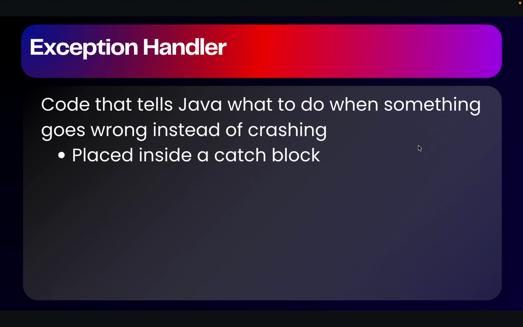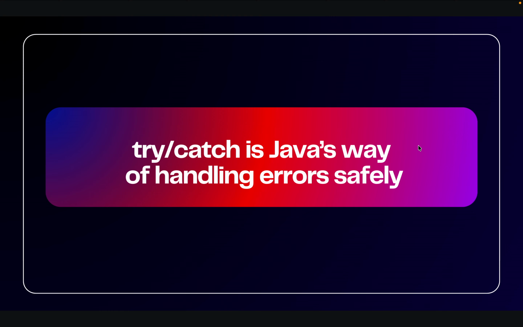Now, exceptions have something called a handler, so an exception handler. And basically, this is going to be some code that's going to tell Java what to do when something goes wrong so that your code just doesn't immediately crash and stop running. So this exception handler is going to go in something called a catch block. So getting into catch, try catch is Java's way of handling errors safely. So we are going to take a look at that.